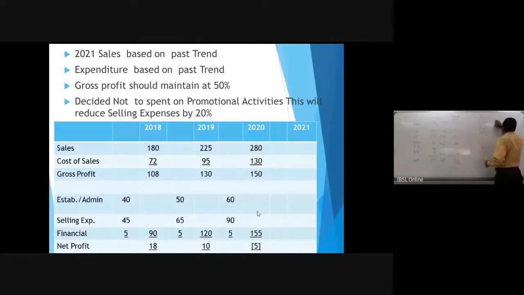Right. Sales based on the past trend. These are the basic figures given: 280, 130, 150, 55 and -5. This is the base figure. So from here we go using this strategic method. Now 2021 projected sales should depend on the past trend. So what was the past trend? We worked out earlier it is 25%. So therefore it would change to 350 million.